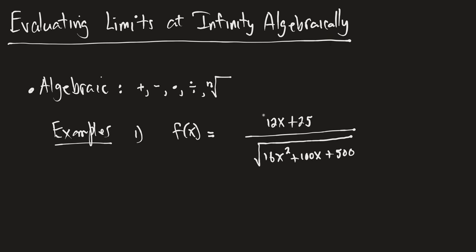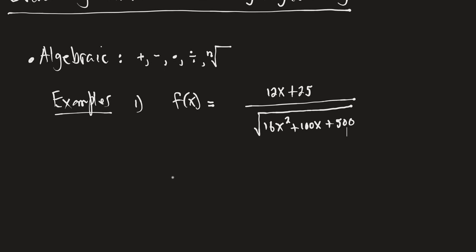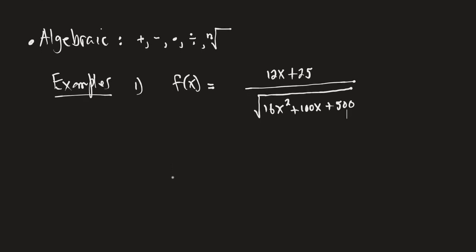So, for instance, if the function just had 12x plus 25, that would be a polynomial. If the function had 12x plus 25 divided by 16x squared plus 100x plus 500 without the square root, then it would be rational. With the square root, it's now called an algebraic function. So let's compute two limits for this function. Let's compute the limit as x goes to positive infinity, and then after that, we'll do the limit as x goes to negative infinity. So let's take the limit of this.